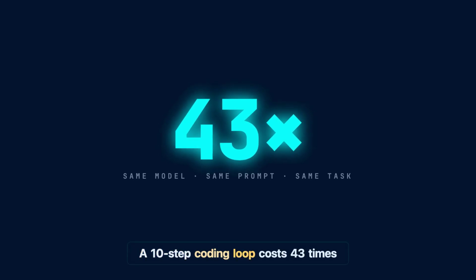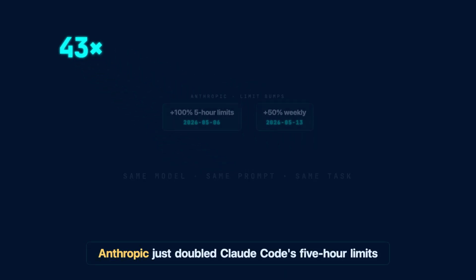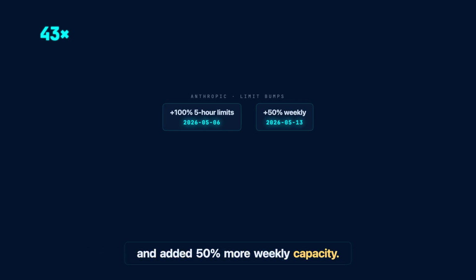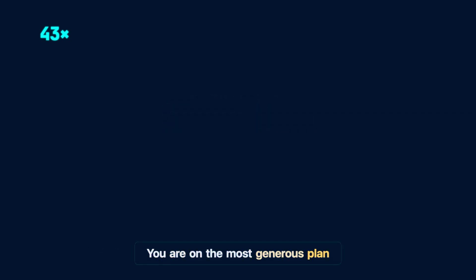A 10-step coding loop costs 43 times a single short call. Same model, same prompt, same task. Anthropic just doubled Claude Code's 5-hour limits and added 50% more weekly capacity. You are on the most generous plan ever shipped, and you are still hitting the cap by Friday.